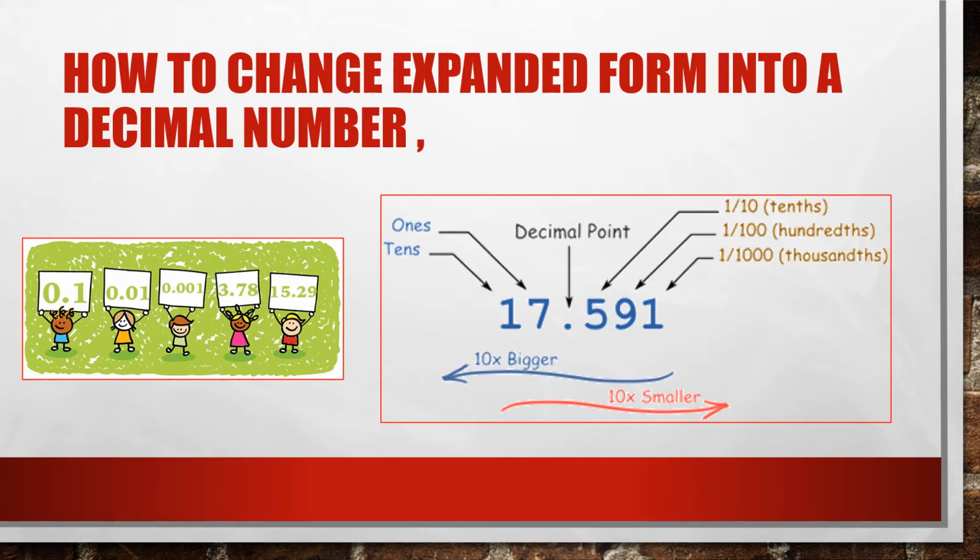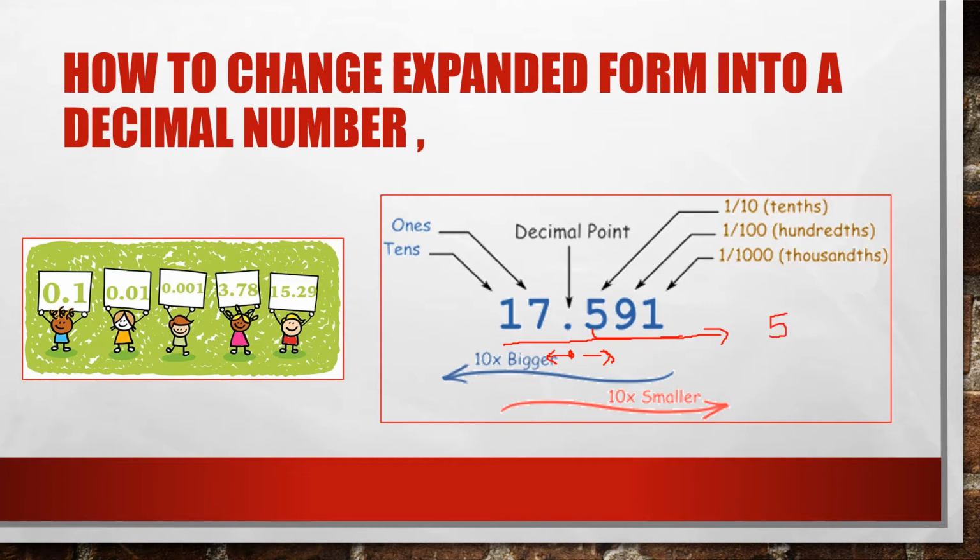So here I have taken an example, 17.591. So here clearly when we see that from a decimal point, when you move towards the left, the value increases or it gets 10 times bigger. So you have 7 ones and 1 tens, but when you move towards the right, the value becomes 10 times smaller. So that's why we write 5 as what? How will you write it? You will write it as 5 upon 10.